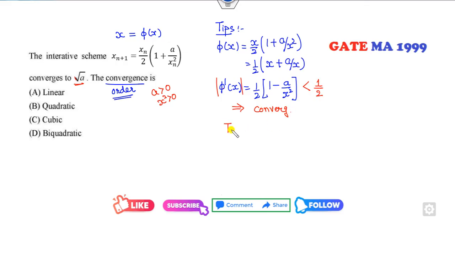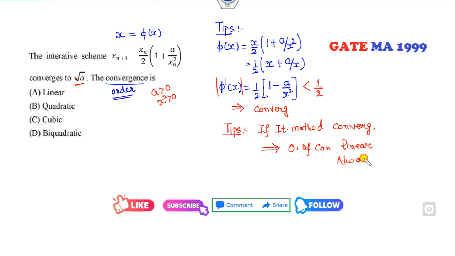Now the tip for you is, if the iterative method converges, then the order of the convergence is linear always. The order of the convergence of the iteration method is linear always. So you can see A is the correct answer of this problem. This is the first method. You can solve it like this.